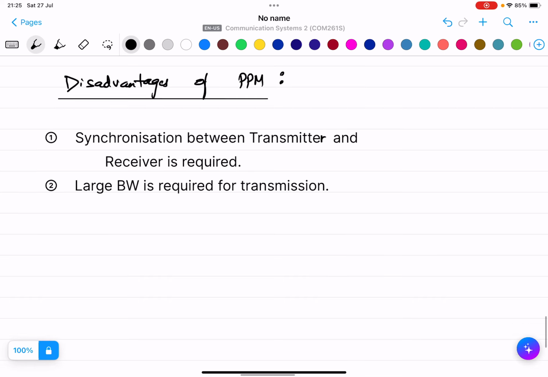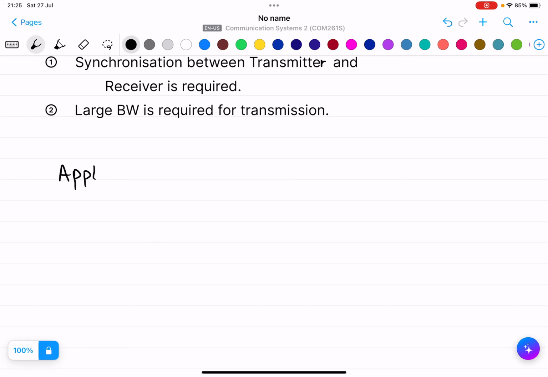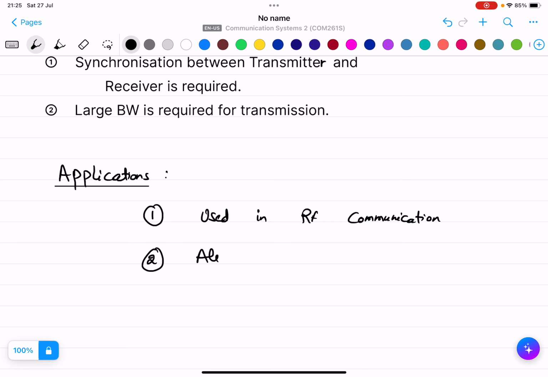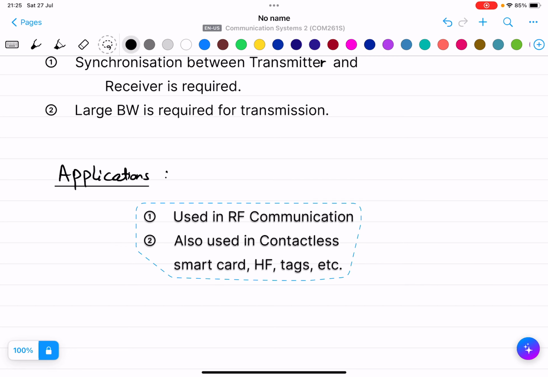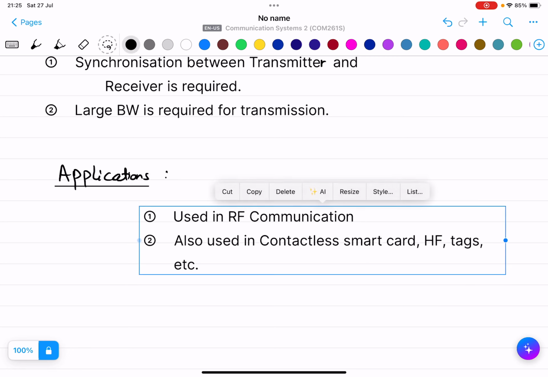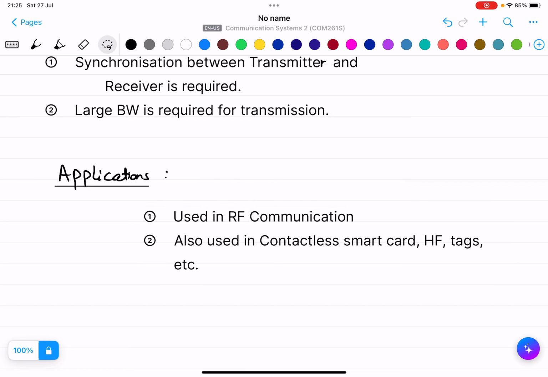Next is applications. Where it is used: in RF communication, and second it is also used in contactless smart cards, HF tags, etc. So whatever tags or smart cards you are using, this technique is used in them. So this is all about PPM.